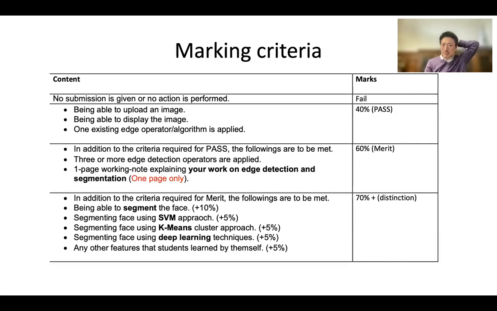So this is a bit more detailed marking criteria. That says what you need to do to get a pass, which is not difficult. And if you want to get 60%, which is a merit, which is a 2:1, you need to do all this plus these three. And finally, if you want to get a distinction, you have to do a few more things. Yeah. So Xiaohong will explain this during that part of the module.